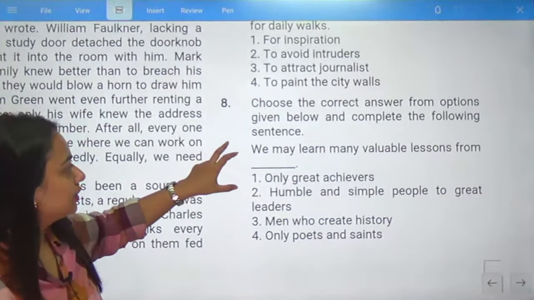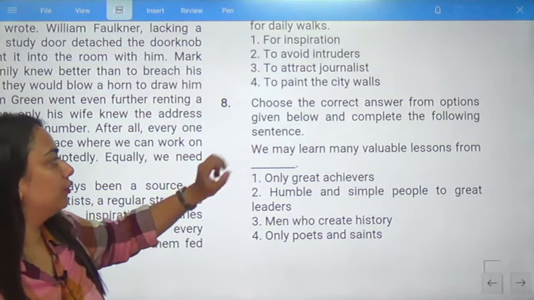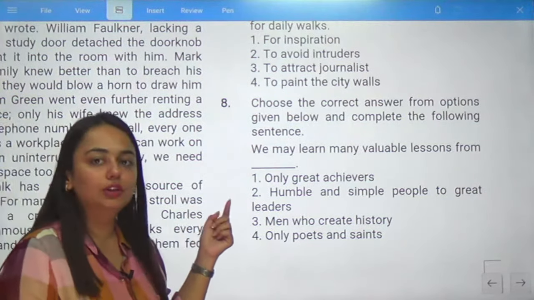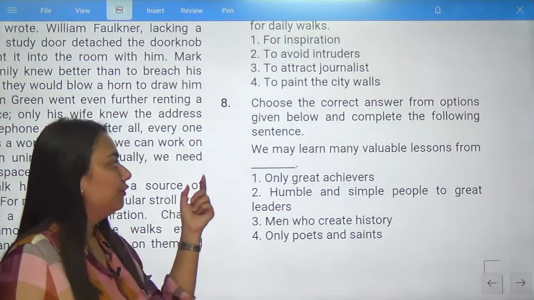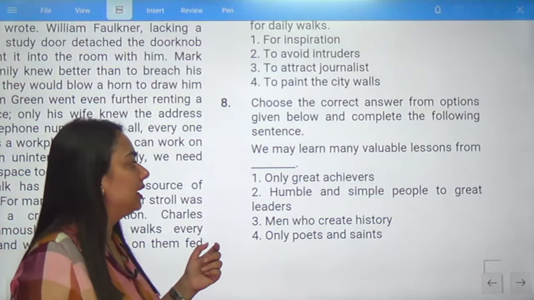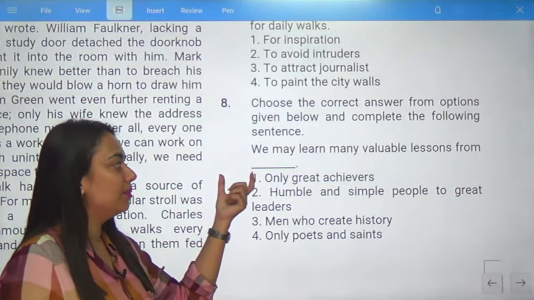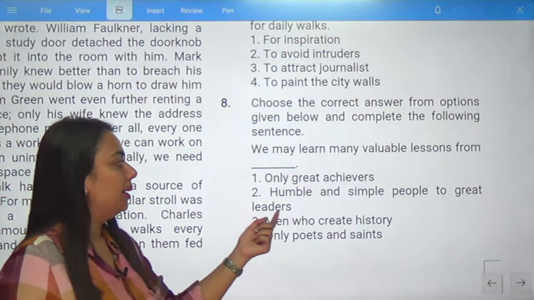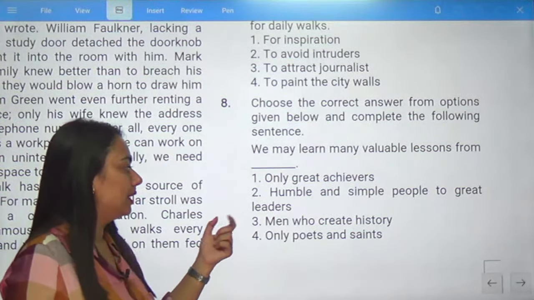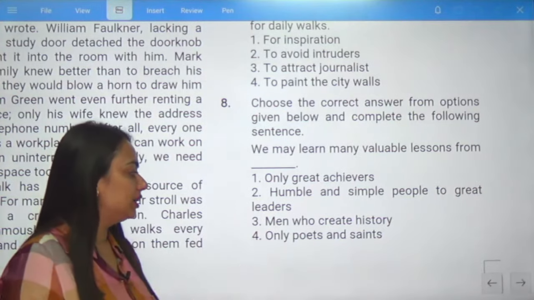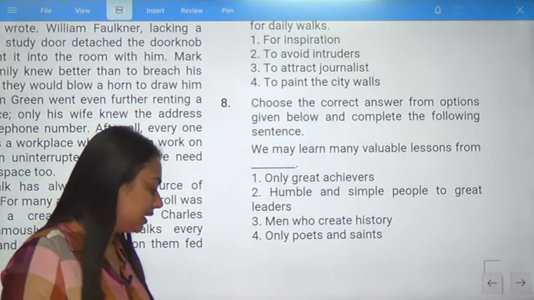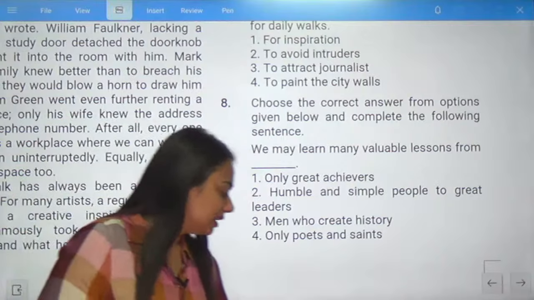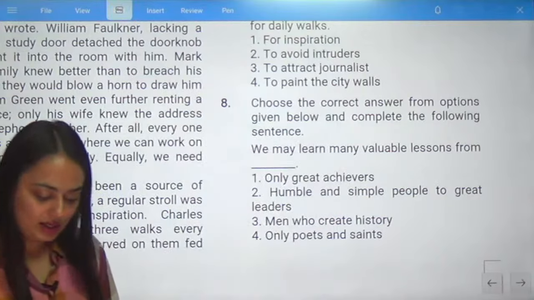Choose the correct answer from options given below and complete the following sentence. Again, one more fill in the blank kind of question. We may learn many valuable lessons from. किससे ले सकते हैं हम बहुत सारे valuable lessons? Only great achievers, humble and simple people, 2 great leaders, men who create history, or only poets and saints. Let us see किस किसने passage को बहुत ध्यान से read किया है.